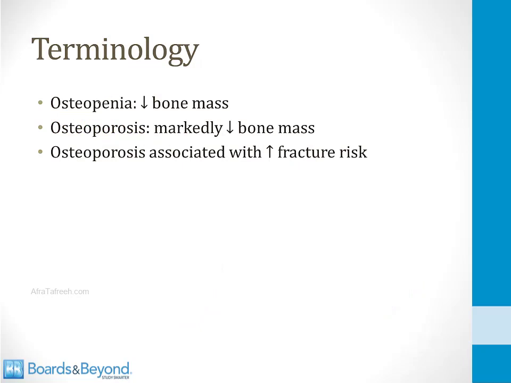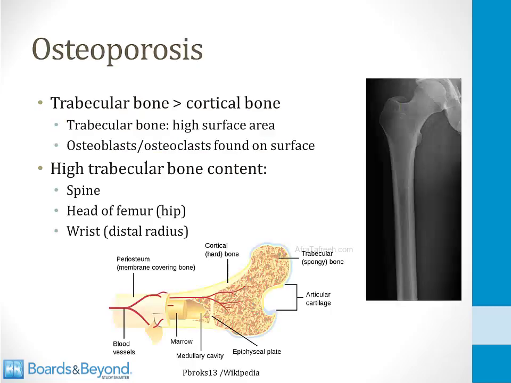Let me mention some terminology around osteoporosis that is important. Osteopenia means a decreased bone mass. Osteoporosis refers to a markedly decreased bone mass, and later we'll talk about the exact cutoffs for osteopenia and osteoporosis based on testing results. The reason osteoporosis is distinguished from osteopenia is because once patients cross over into the osteoporosis range of low bone mass, there is a significantly increased risk of fracture.